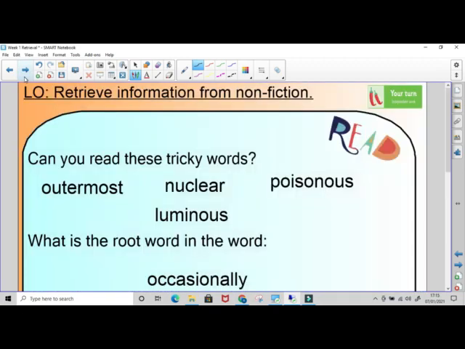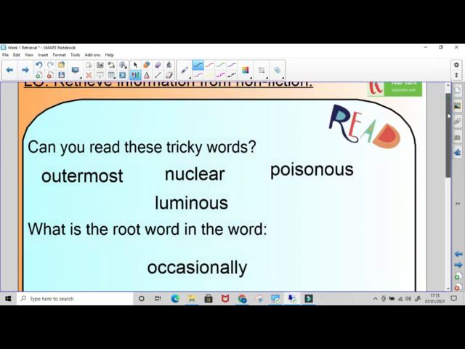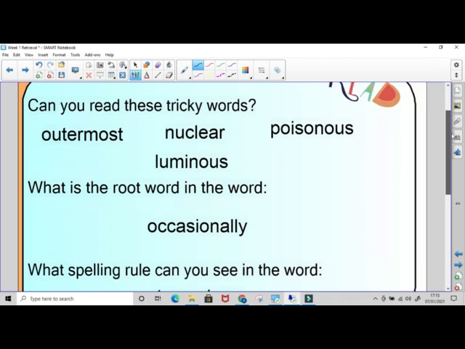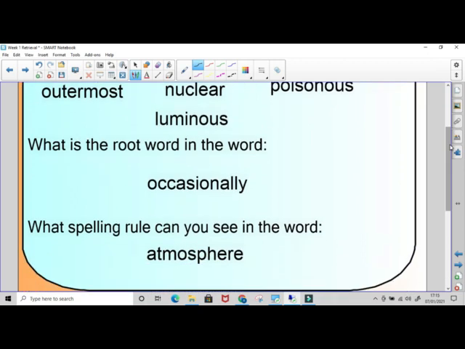Right. We'll repeat the tricky words, but I'll do this quite quickly. So we've got outermost, nuclear, poisonous, and luminous. For those at home, we tend to repeat the same words so we can become more and more fluent and confident with them rather than doing too many words across a week through this way. Occasionally, remember the root word, and then the spelling was occasion, sorry, and the spelling rule for atmosphere was that PH to make the F sound rather than the letter F.